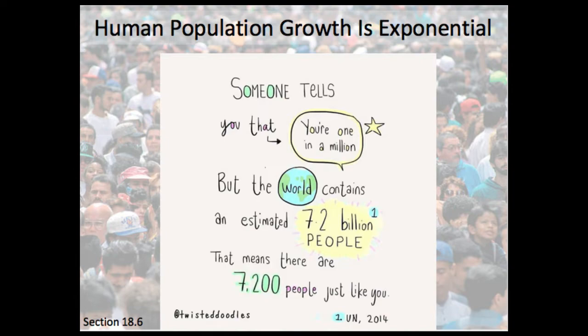And this is kind of a funny quote I found online. It says, "Someone tells you that you're 1 in a million, but the world contains 7.2 billion people. That means there are 7,200 people just like you." So it kind of makes us think. We think a million is a big number, but really it's not when we consider how many humans are on our planet today. And of course, the implications that these humans have on our global resources.